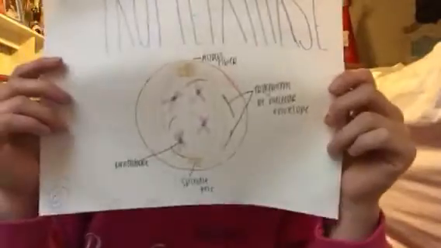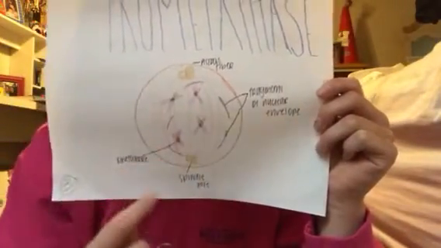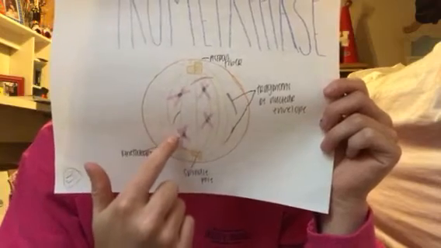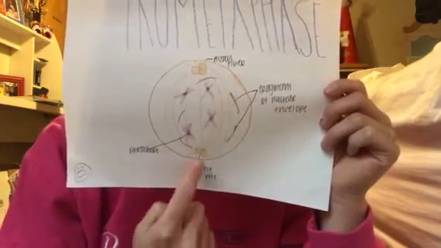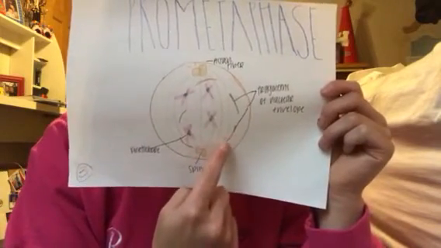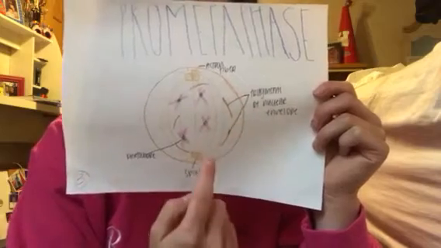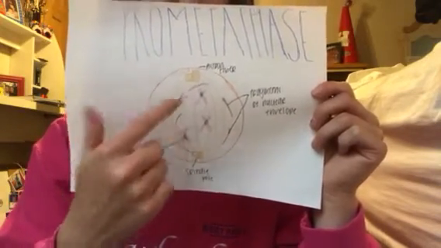So the next phase is prometaphase, which is right here. You have your astral fibers right here around the centrosomes. You have your kinetochore, which is right here. You have the spindle poles here and here. And then these are just the fragments of the nuclear envelope that are starting to disappear. And then you have the mitotic spindle, or these microtubule fibers right here.